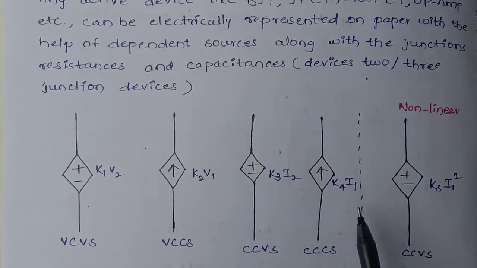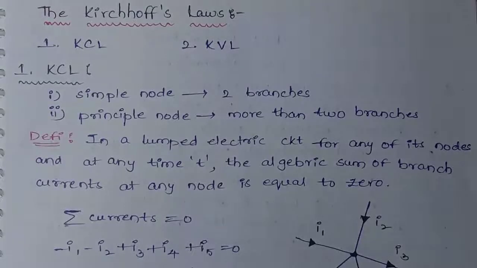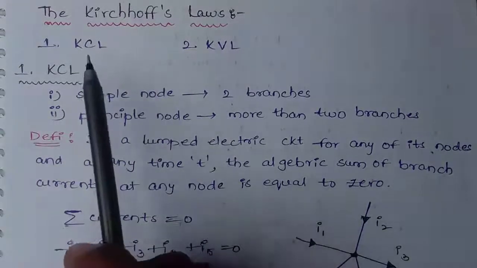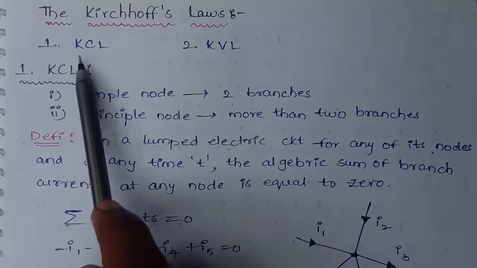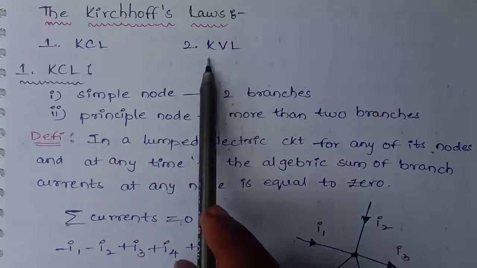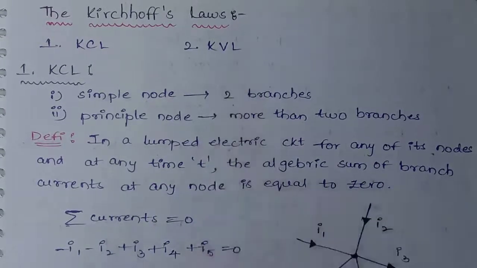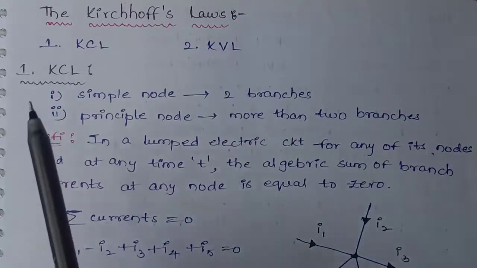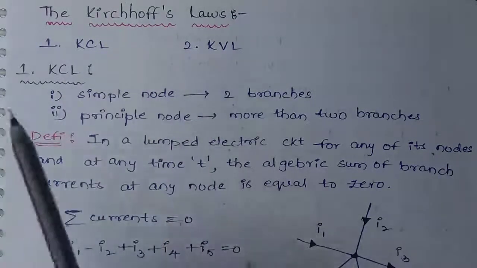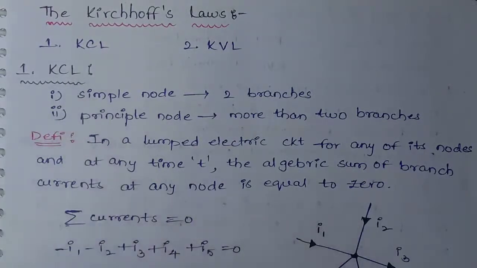Now we will look at KCL and KVL, which are called Kirchhoff laws. Basically, we have two types of Kirchhoff laws. The first one is Kirchhoff current law, and the second one is Kirchhoff voltage law. Now, look at the first one, which is also called KCL. We'll directly call it KCL, which is nothing but Kirchhoff current law, right?